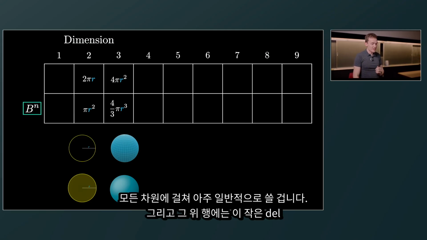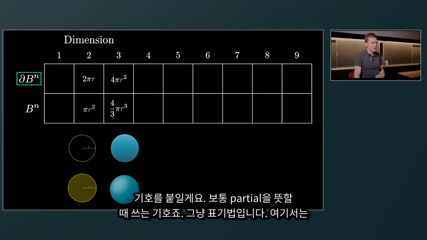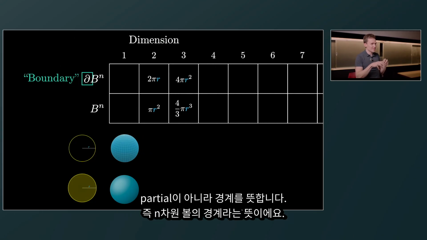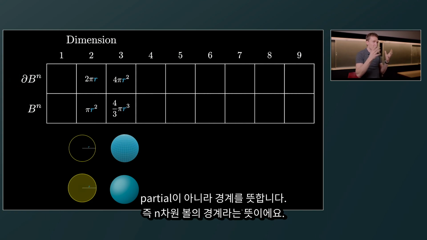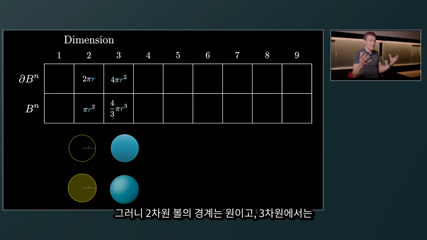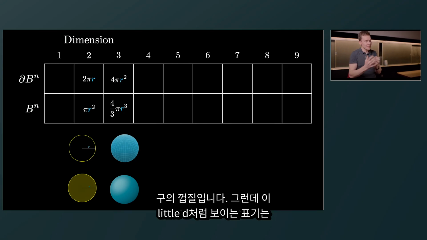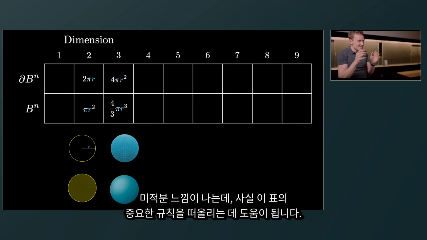And then above that, I'm going to label things with this little del symbol that you often use to mean partial. So this is just a bit of notation. In this case, it doesn't mean partial, it actually means the boundary. So the boundary of a ball in n dimensions. So the boundary of a ball in 2 dimensions, that's the circle. In 3 dimensions, it's the shell of the sphere. Now that notation, that kind of looks like a little d, kind of gives some calculus vibes, I actually think is helpful for an important rule about this chart.